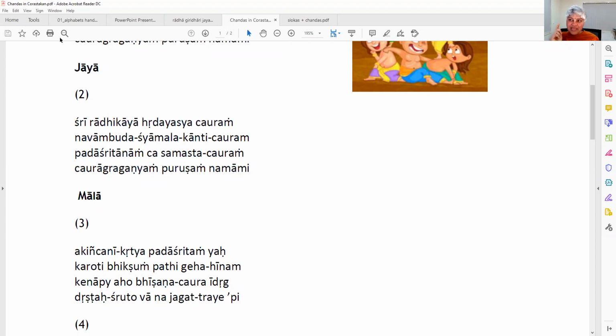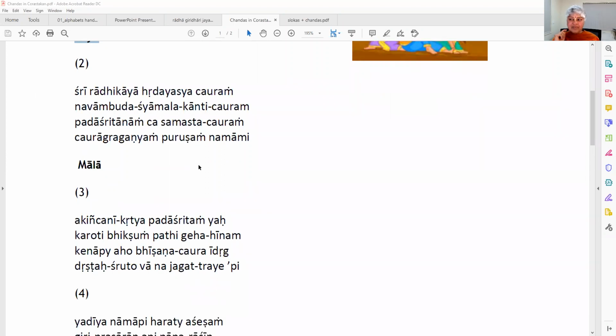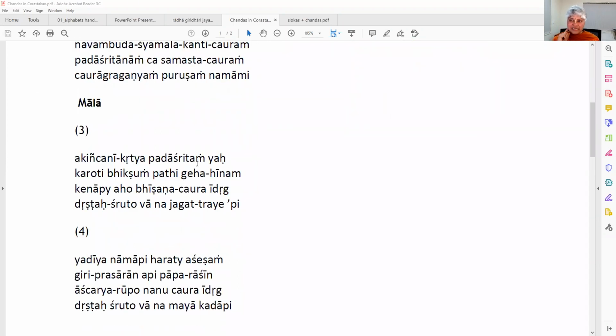Just because we realize that this is in a meter called Jaya. Isn't that beautiful? It's amazing. And then we have another meter. The third and the fourth are in a meter called Mala. Mala means garland.